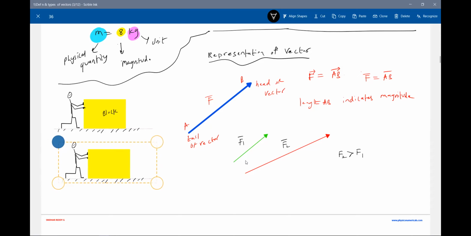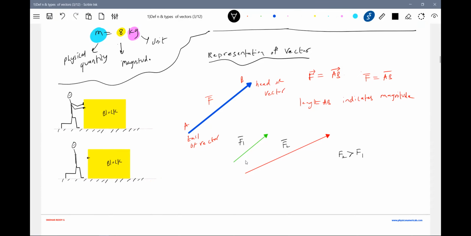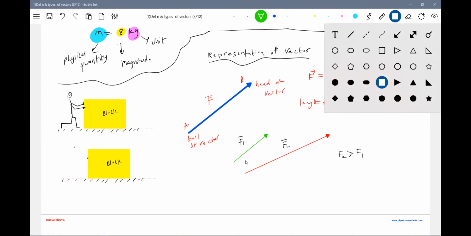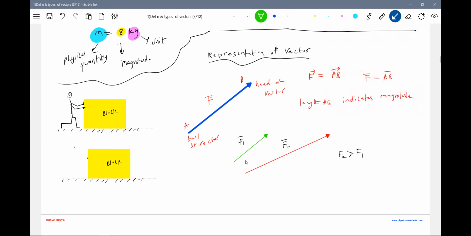The representation of vectors will come. So here, instead of this person applying a force, we just bring a vector like this. Tell me, when we are studying this one, the person was pushing the block with a force of 10 Newton horizontally. I'll just put it in a very simplified way, 10 Newton, and that arrow indicates the length of that one.